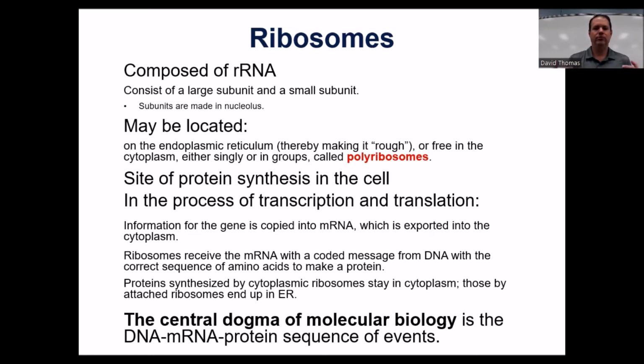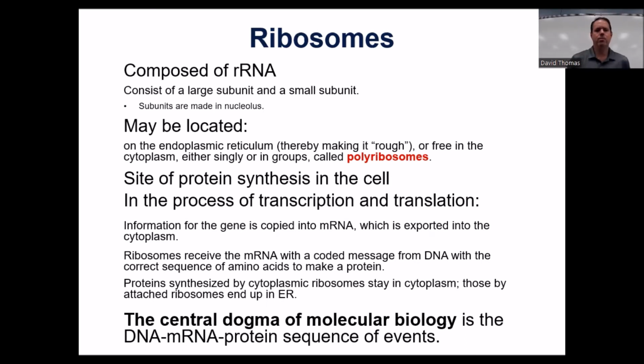Sometimes, though, they're just free in the cytoplasm. They're not attached to anything. So they're either free floating in the cytoplasm or they are attached to the ER, the endoplasmic reticulum. Next main thing, so that's what they're made out of, that's where they're located. Their function is protein synthesis. Find some way to associate ribosomes with making proteins.